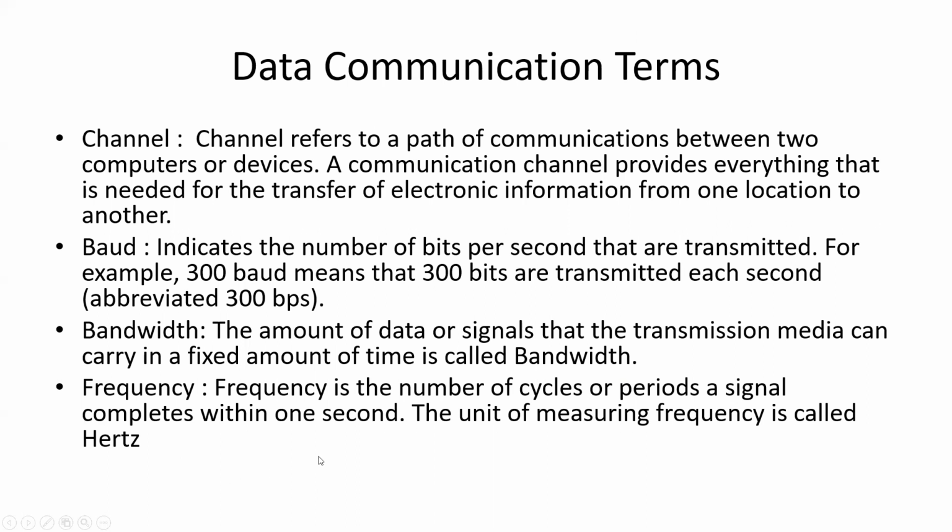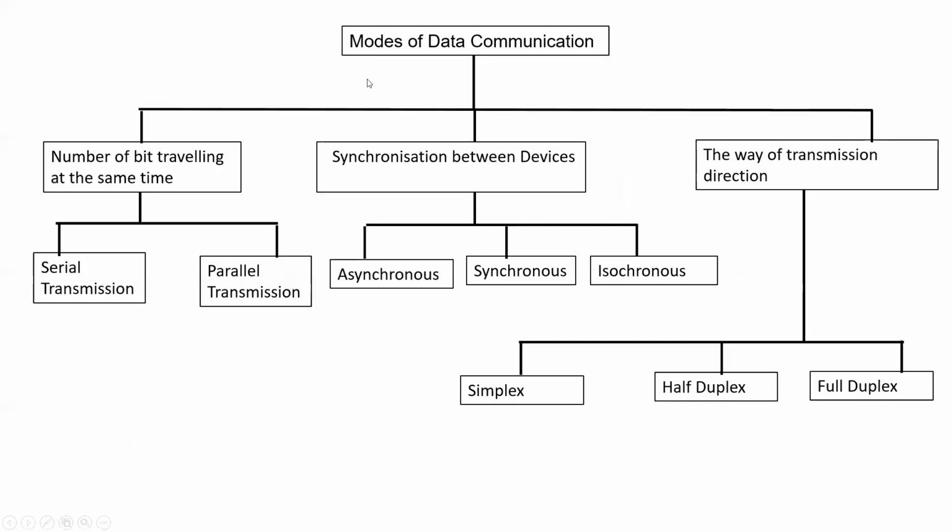Okay. Now next, very simply, what are the different modes of communication? These modes of communication are classified in three ways: according to the direction of transmission, according to synchronization between devices, and according to the number of bits traveling at the same time. That is how these data communication modes are divided.